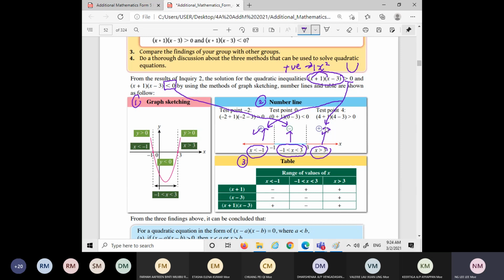Same thing. If this is greater than 0, you are looking for the positive one, so this is your answer. If this is negative, you are looking for the negative one, then this is your answer. Make sure you know how you get all this.